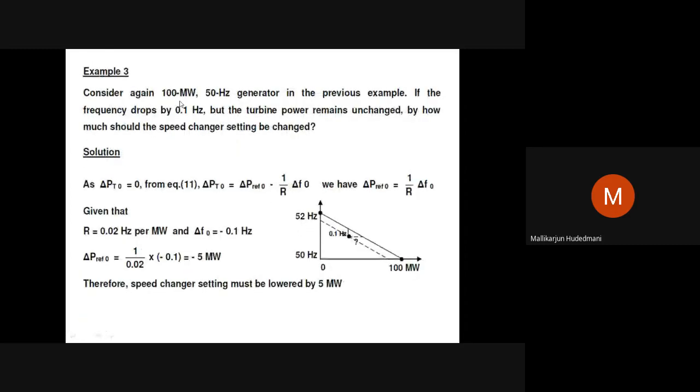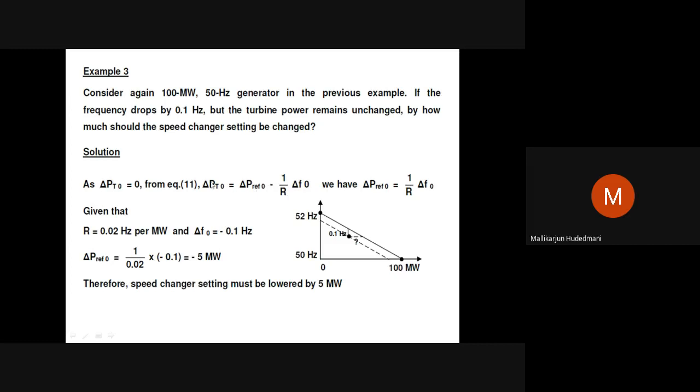Considering the same 100 megawatt 50 hertz generator, the frequency drop is again 0.1 hertz. Turbine power remains unchanged. It means the governor is not going to manipulate the output of the turbine. It is not going to take care of the power. What should be the correction at the speed changer? Initial set point. What should be done then? It is to be calculated similarly using turbine power equals delta P reference minus delta F by R. So here we can say the turbine power is not going to take any correction, only the reference point, and these are in connection.